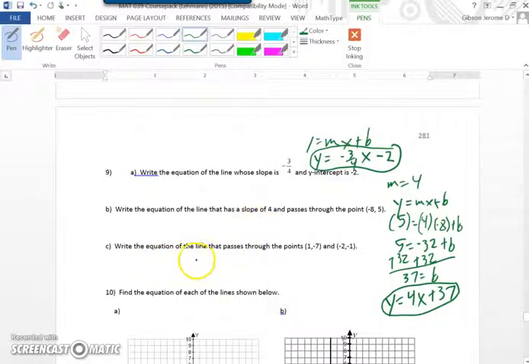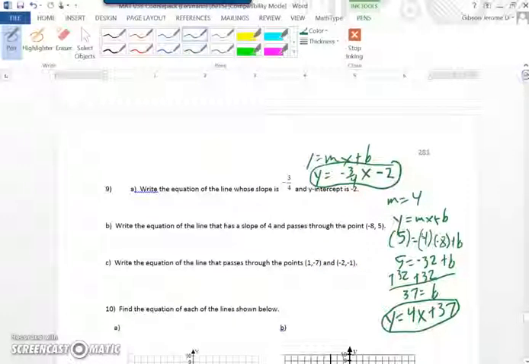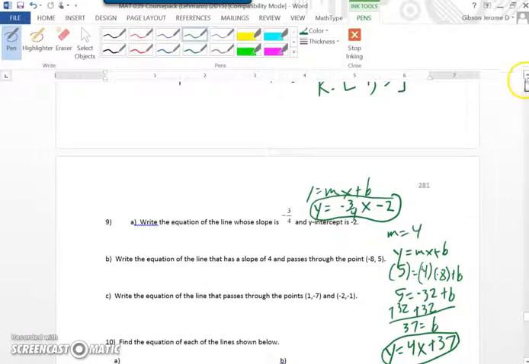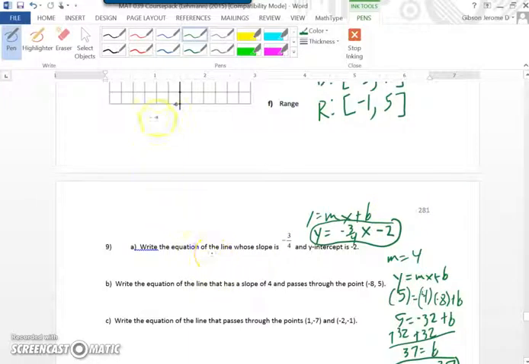Now we look here at c. It says write the equation of the line that passes through the points 1, negative 7 and negative 2, negative 1. Now unlike b, we don't have a slope yet. So we would have to solve for the slope. So I'm going to go up here where I have a little bit of empty area, so I can actually do c real quick.